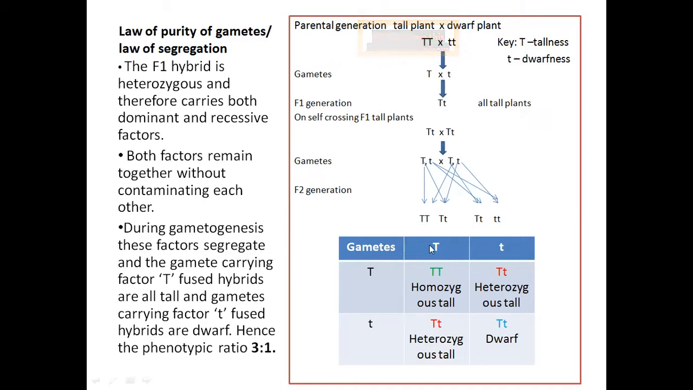On self-crossing the F1 generation, we obtain this result. This is the F2 generation. You can see here 25% of the plants were homozygous tall plants, 50% were heterozygous tall plants, and 25% were homozygous dwarf. Sorry, there's a small correction here: they have small t, that is the homozygous dwarf, so this is not capital T, just small t and small t. Because these factors stayed together until gametogenesis and then got separated, this is what is known as the law of segregation.